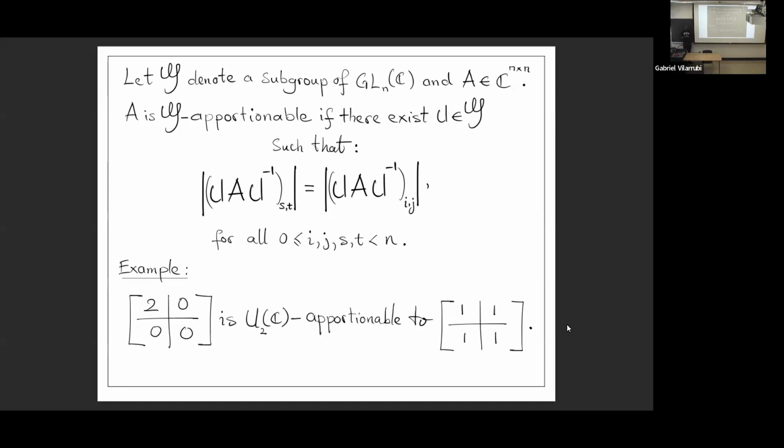Any question? So the Frobenius norm is preserved, right? If you act by the unitary group, then the Frobenius norm is preserved. But if you act from any arbitrary subgroup of GL_n, it's not necessarily preserved. Okay?